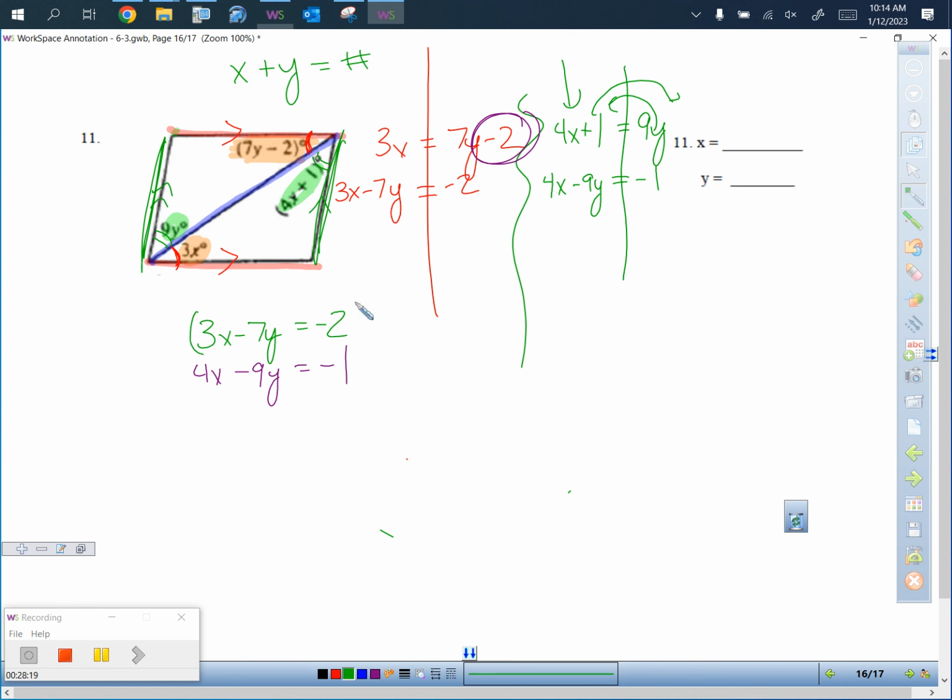So what do you want to take the top guy times to turn him into a 12? It doesn't matter. One of them is going to be positive, one will be negative. Let's just do the same thing. How about we call this a positive 4? So wouldn't this turn into a 12? Are you with me on that?